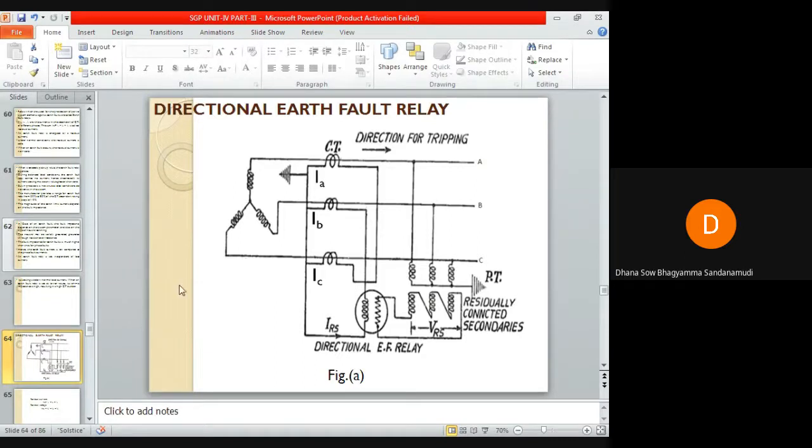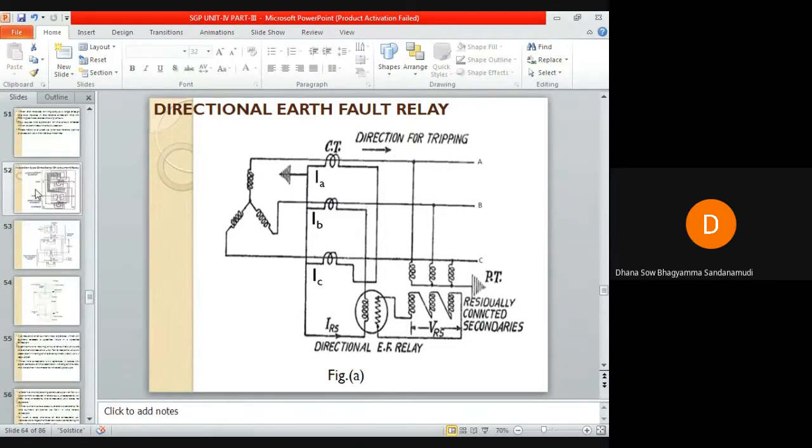So for protection against ground faults or earth faults, only one directional earth fault relay is more than sufficient for protecting any one equipment in the system. Its operating principle and construction will be similar to your directional overcurrent relay, which we have already discussed.